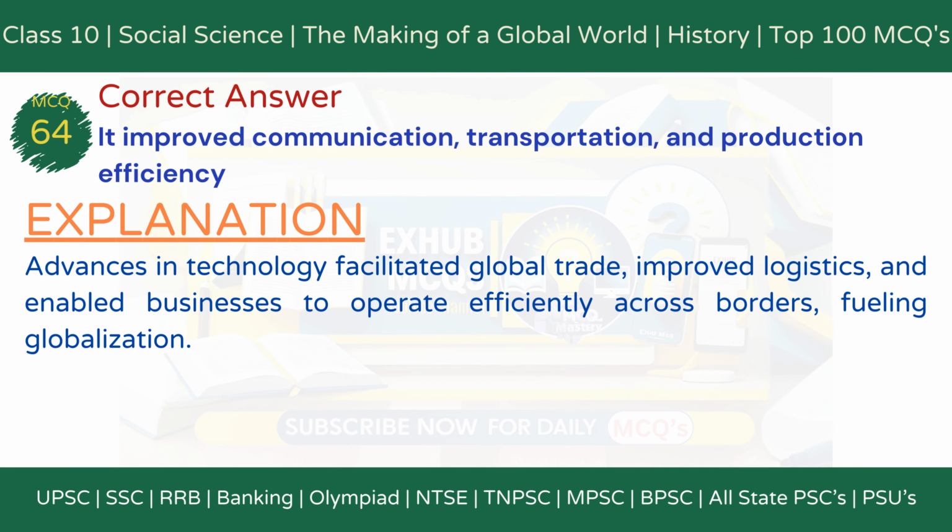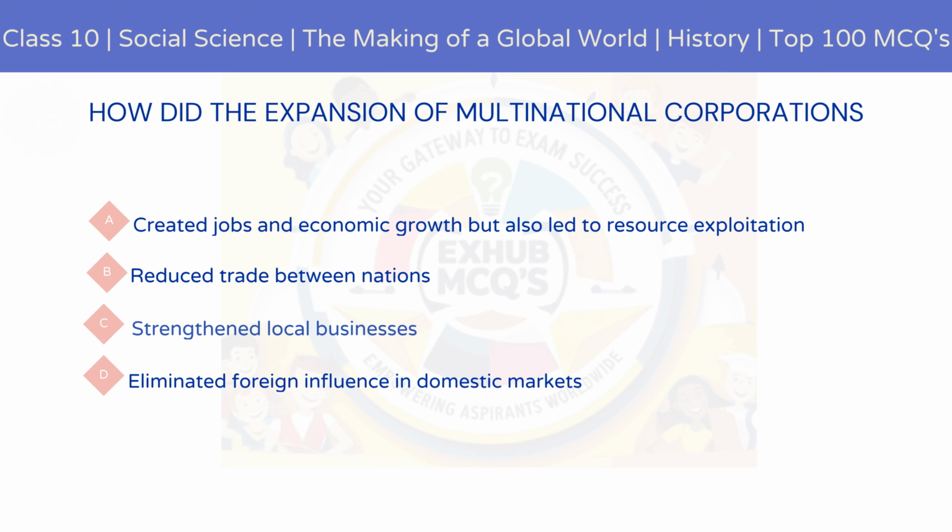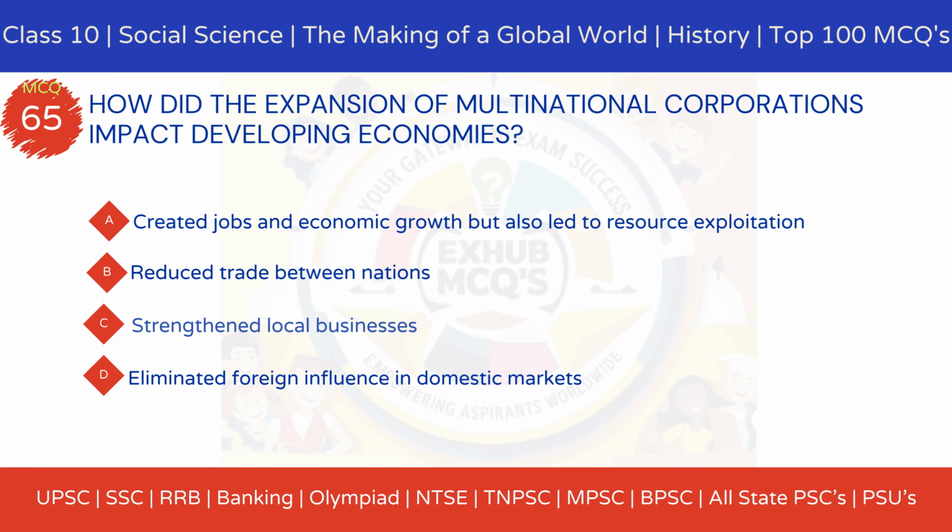The correct answer is option C. It improved communication, transportation, and production efficiency. Explanation. Advances in technology facilitated global trade, improved logistics, and enabled businesses to operate efficiently across borders, fueling globalization. MC 65. How did the expansion of multinational corporations impact developing economies?